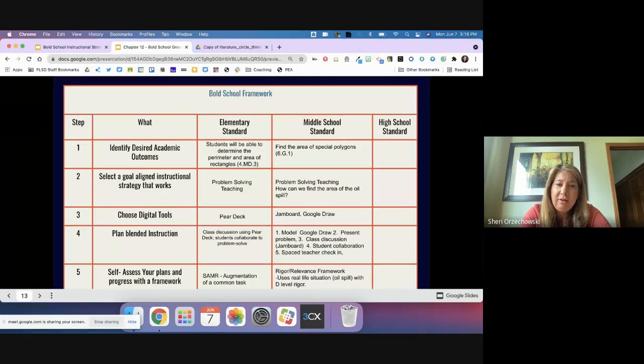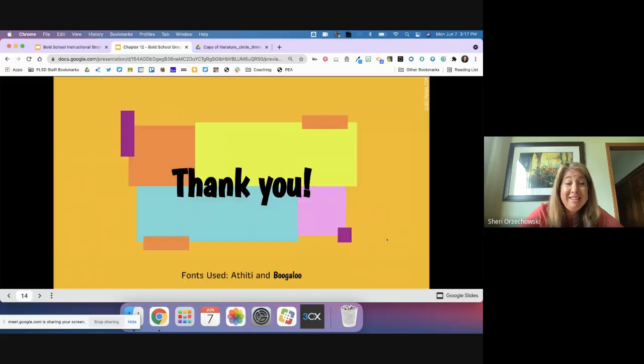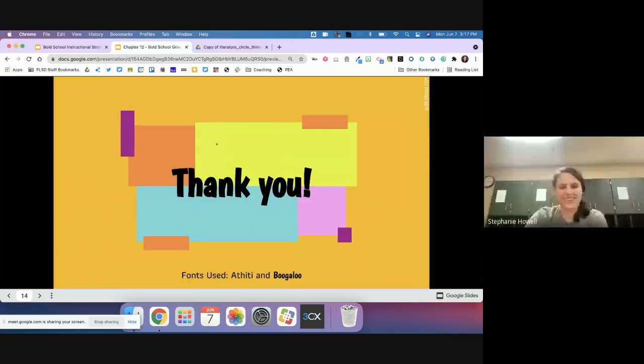So going through those blended instruction, like modeling, presenting the problem to the class, having that class discussion on Jamboard, student collaboration, and then of course that spaced teacher intervention that we talked about. And then for the high school, like I said, that example they gave for the art class, I thought that was a really good one, where they used Minecraft to draw apartment buildings would be the one for that. And I think that's it. So trying to go through that one quickly.